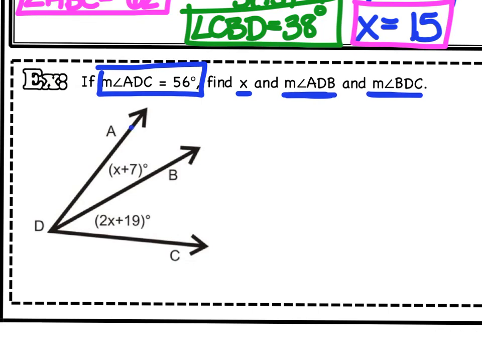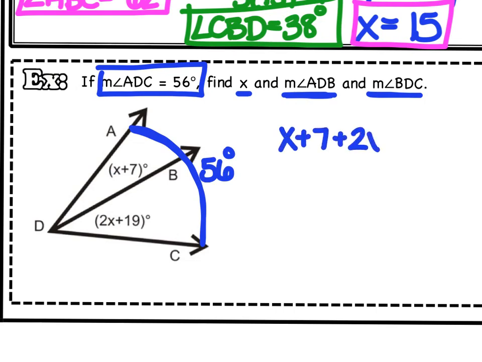First thing I'm going to do is label this angle, because I notice this says ADC, from A to D to C, is the whole angle. That is my 56 degrees, which tells me that if I add these 2 pieces together, it is going to equal the total of 56 degrees. So I have x plus 7 plus 2x plus 19 is equal to 56.